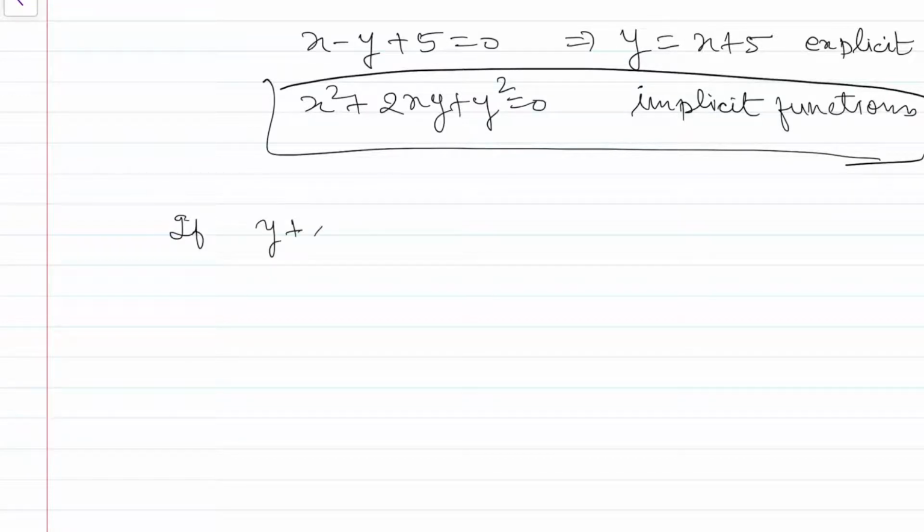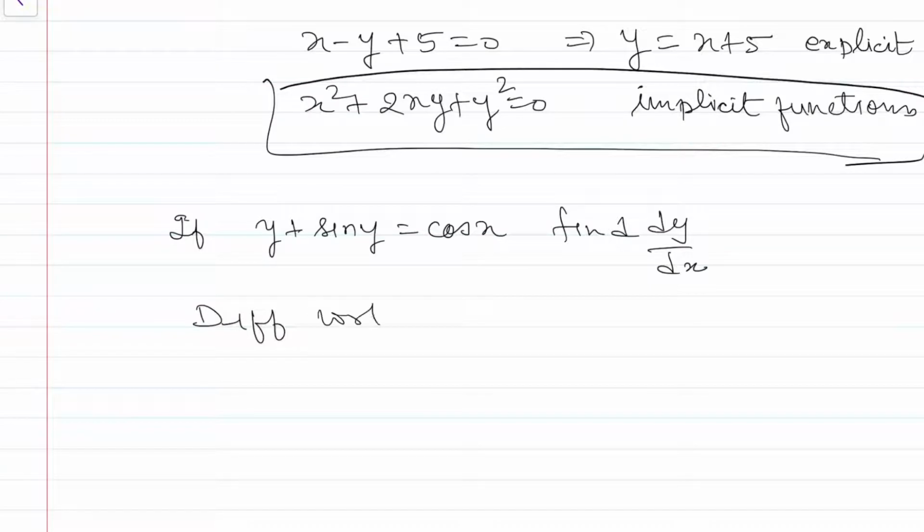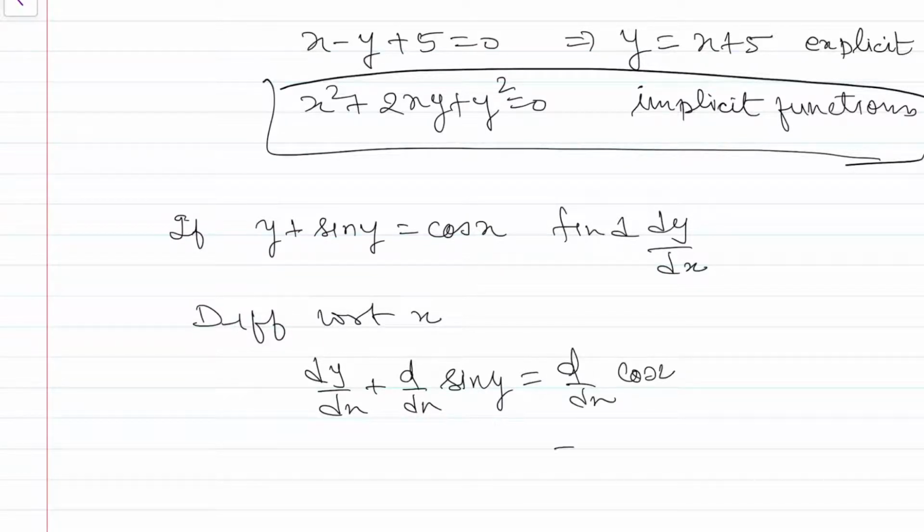If y plus sin y equal to cos x, then find dy over dx. Here we cannot directly find the value of y in terms of x. So we simply differentiate with respect to x. Differentiating with respect to x, you'll get dy over dx plus d over dx of sin y equal to d over dx of cos x.